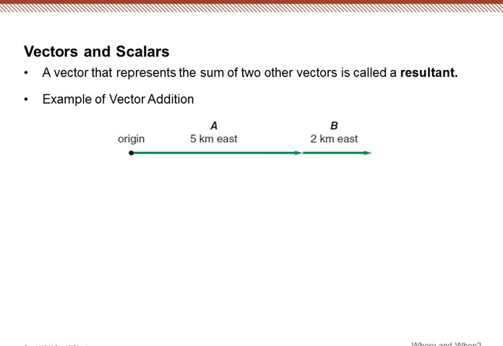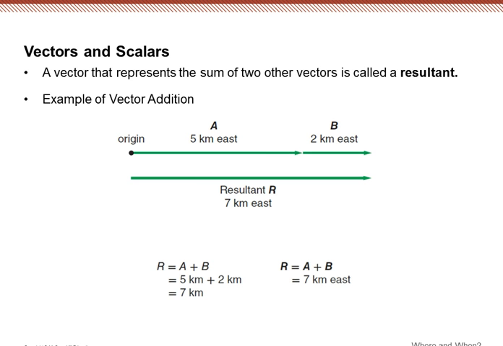A vector that represents the sum of two other vectors is called a resultant. So we might have a person that starts at the origin and moves 5 kilometers east, but then moves another 2 kilometers east, and we want to find, what is the result of those two movements? That's why it's called the resultant. That resultant is 7 kilometers east, and we get that by adding the two magnitudes together. Why can we add the two magnitudes together? Because they are in the same direction.